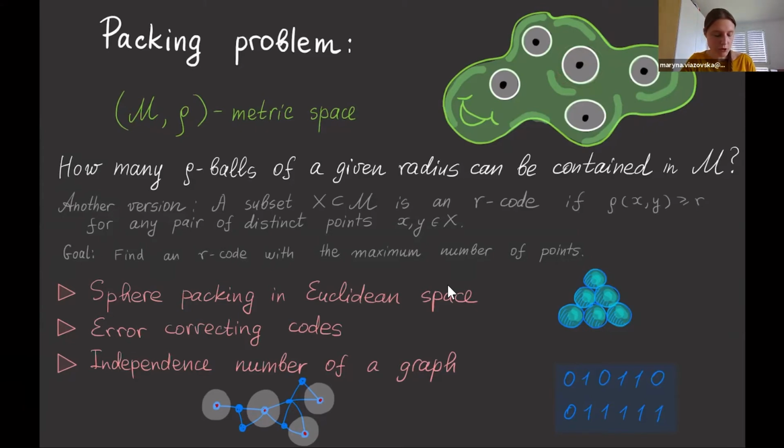And so the general question we can ask is: how many balls of a given radius can be contained in this metric space? If our metric space is compact, then how many means just an exact number. And if our space is not compact and can contain infinitely many balls, then we should speak about some kind of density of our balls, or density of the centers of the balls, in our metric space.